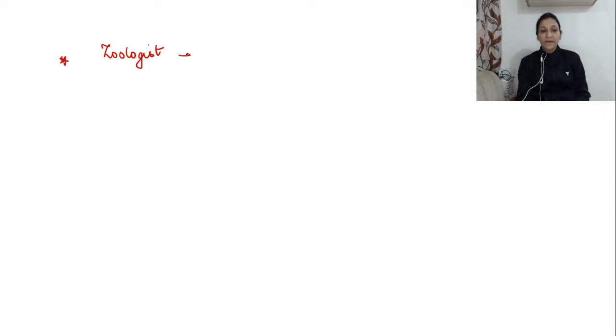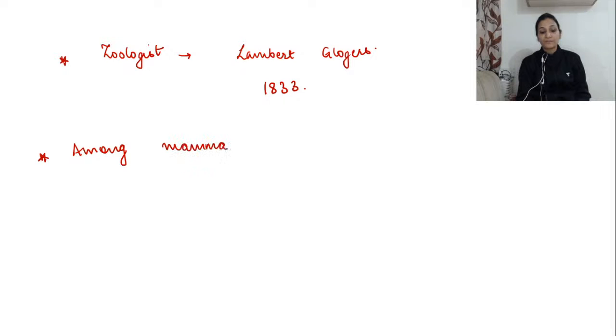So it was given by a zoologist, and his name was Lambert Gloger, and he gave this phenomenon in the year 1833. So what did he say? That among mammals, equatorial and tropical region populations have a darker skin color than the pole population.